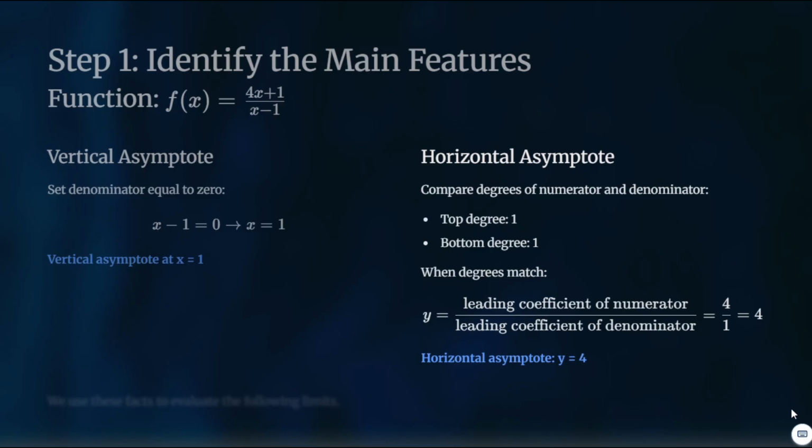For the horizontal asymptote, we will compare the degrees of the numerator and denominator. The numerator, 4x plus 1, is a function of degree 1. And the denominator, x minus 1, is also a function of degree 1. So when the degrees match, y will be equal to the leading coefficient of the numerator, in our case 4, over the leading coefficient of the denominator, which is 1. 4 divided by 1 is 4. Therefore, there is a horizontal asymptote at y equals 4. So we will use these facts in order to evaluate the limits.